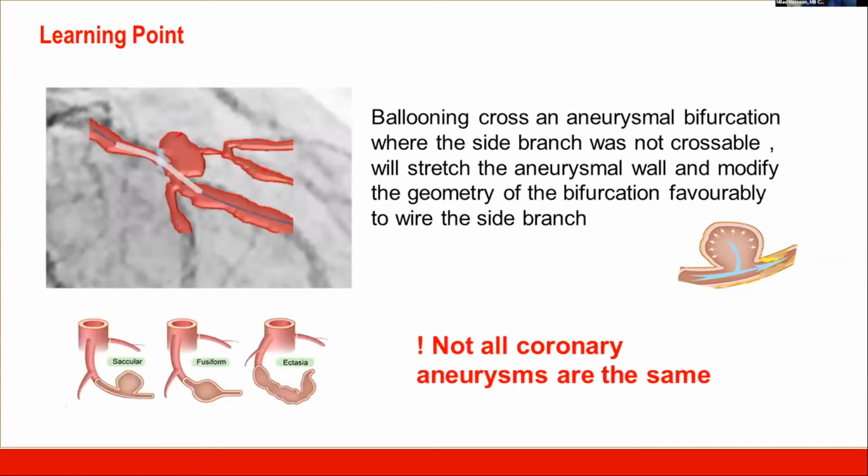Not all the coronary aneurysms are of the same size and shape. They are saccular wide angle, saccular narrow angle, fusiform, and sometimes ectasia. But it just shows how important it is to understand, when you have an aneurysm at a bifurcation, what the geometry is and how this geometry is going to respond to angioplasty.